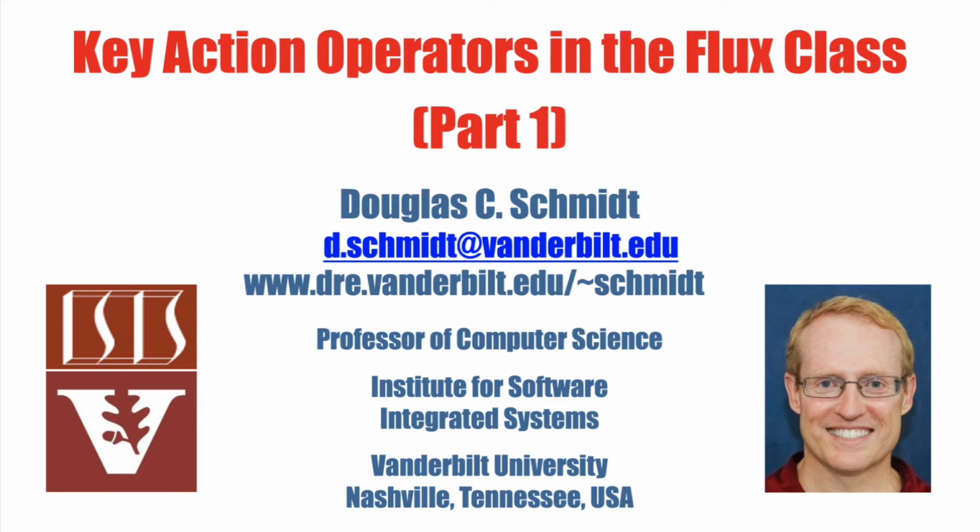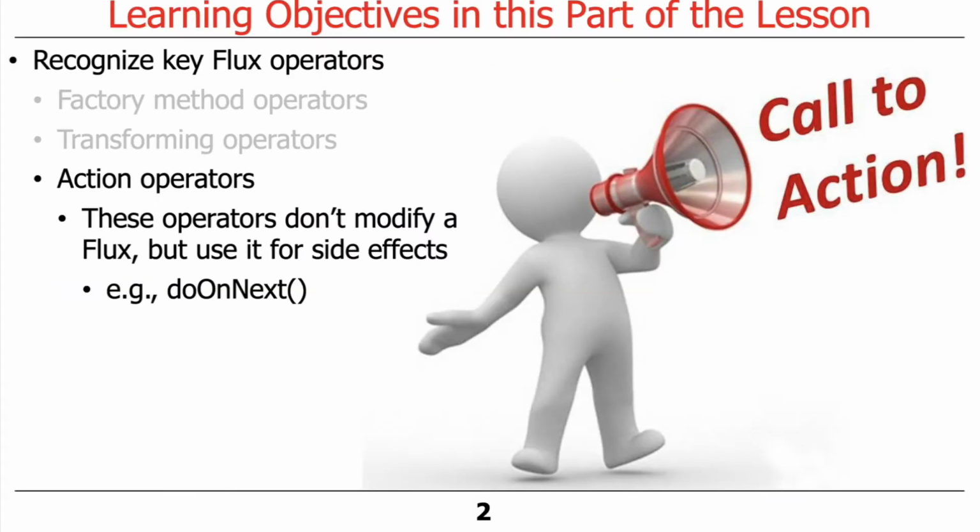So if you recall when we talked about monos, there were a bunch of different kinds of operators. We had factory method operators, we had transforming operators, we had these things called action operators. And what we're going to do now is talk about action operators. And fluxes also have all these operators too. If you recall with mono, an action operator was an operator that didn't modify the mono, but only had a side effect. And that's the same thing we're going to have for a flux.